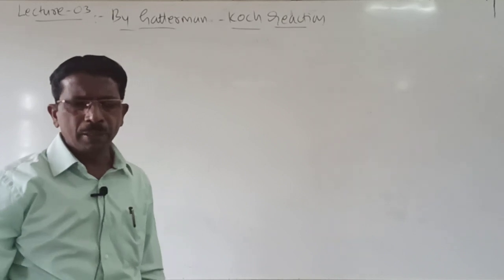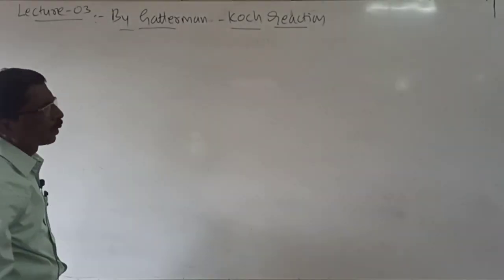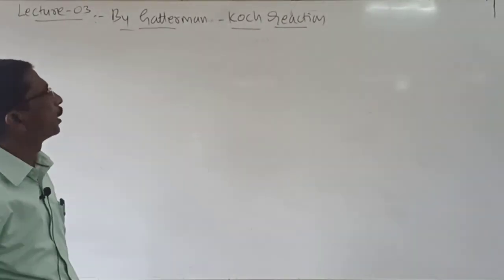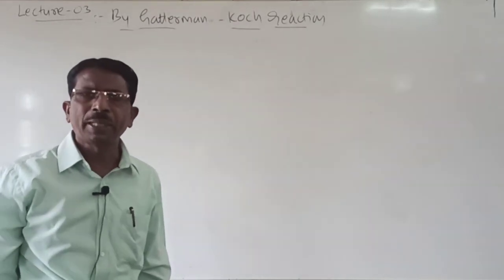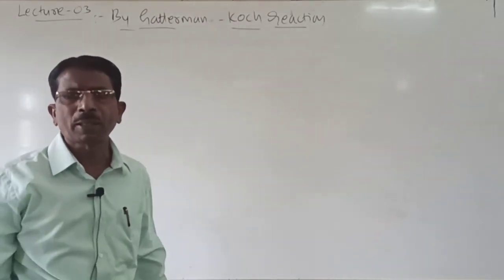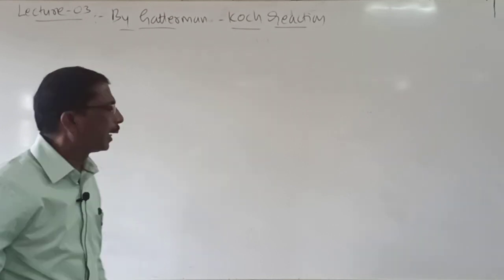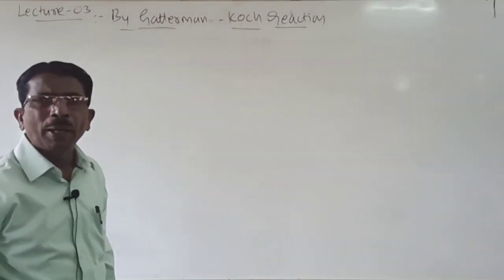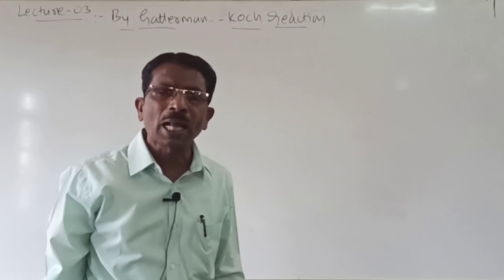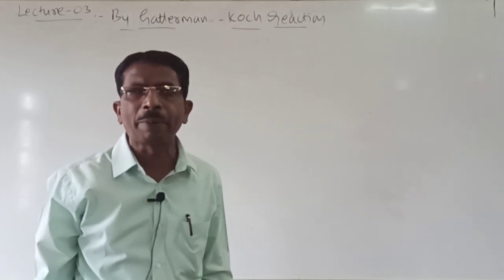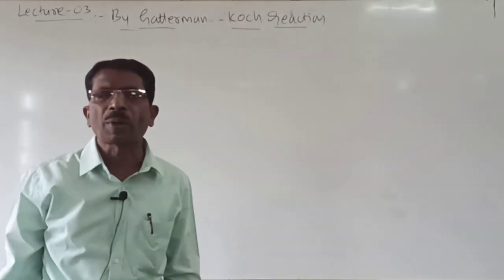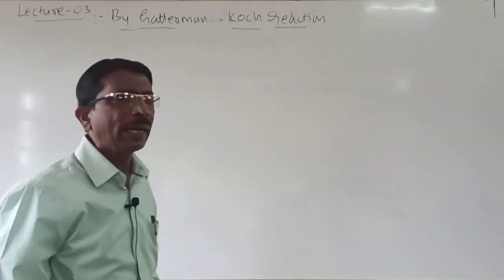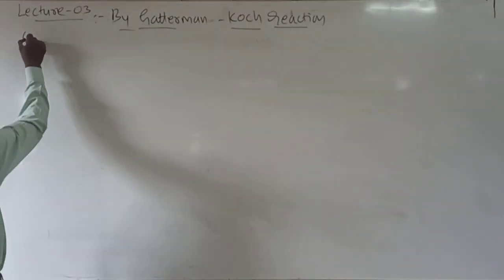By the Gattermann-Koch reaction. Look here students, it carries 2 marks, or sometimes they may ask 1 mark if the reactant is given. Look here, what happens here? When benzene is treated with carbon monoxide and hydrogen chloride in the presence of anhydrous aluminum chloride or cuprous chloride, it forms benzaldehyde.